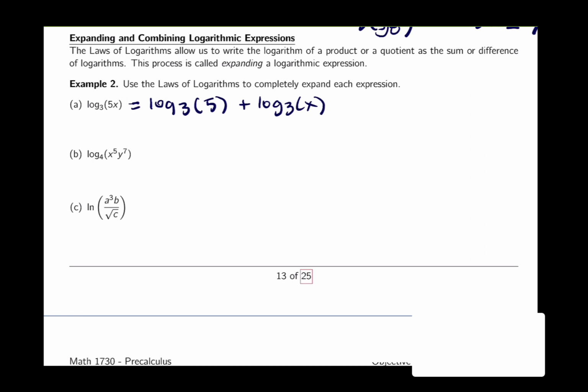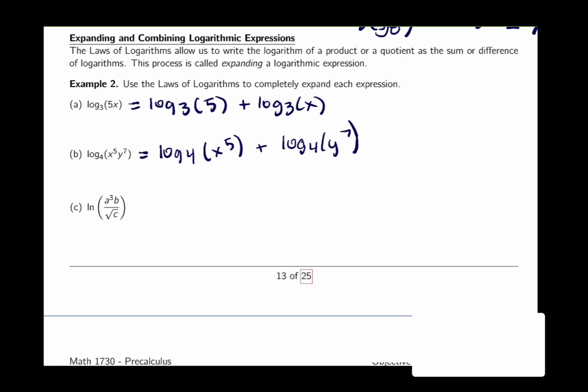In b, the argument of my logarithm is x to the 5th, y to the 7th. I have a couple of things going on here. I have multiplication of x's and y's to powers, and I have power on both x and y. I will first use the first law of logarithms to deal with the multiplication going on in here, because I can write this as multiplication with the factors x to the 5th and y to the 7th. So using the first law of logarithms, I can write log base 4 of x to the 5th plus log base 4 of y to the 7th.